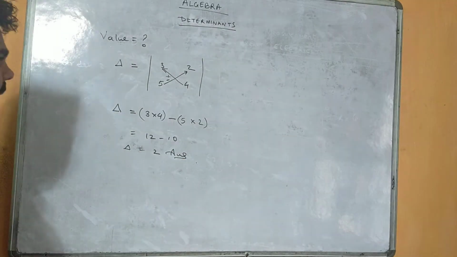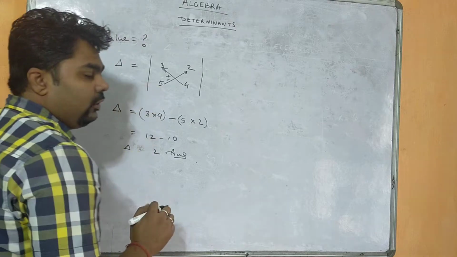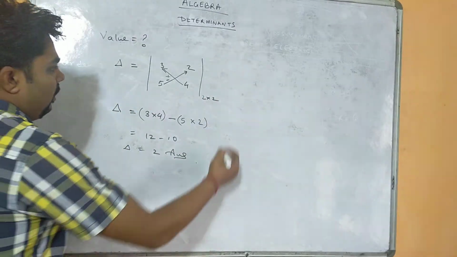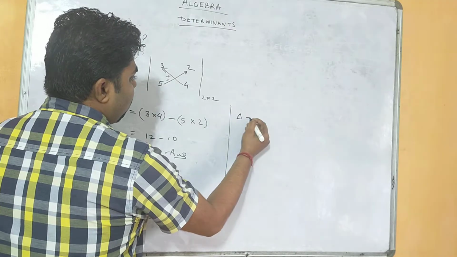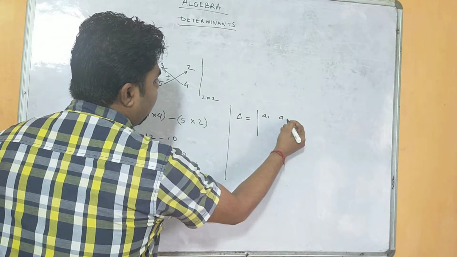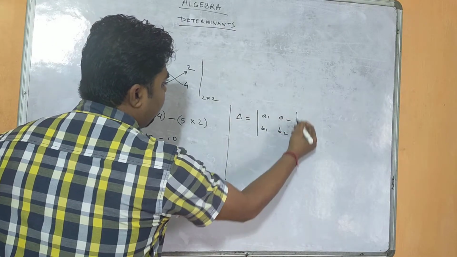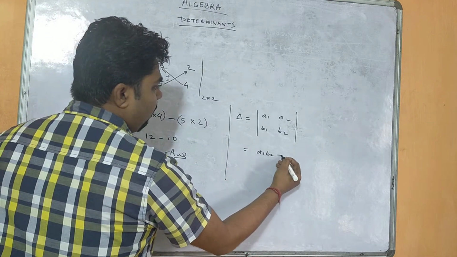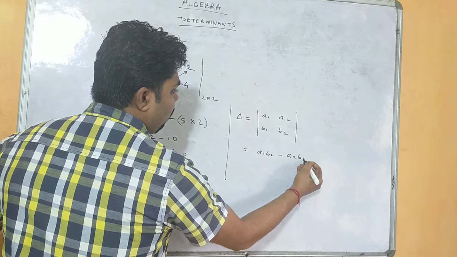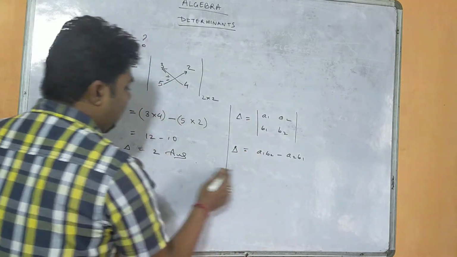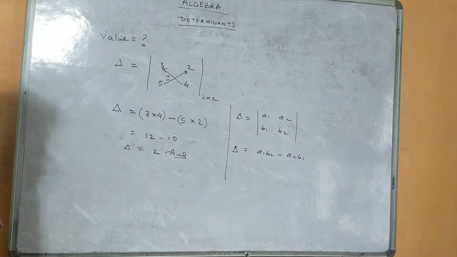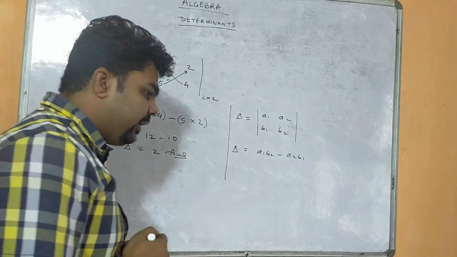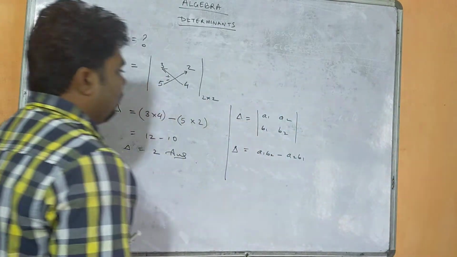So this is how we get the value of any 2 cross 2 determinant. This is order 2 here. Now for the formula, if it was A1, A2, B1, B2, the formula is A1 B2 minus A2 B1. This is how we find the value of any determinant of 2 cross 2 order. Similarly, we can find the value of a 3 cross 3 determinant also.